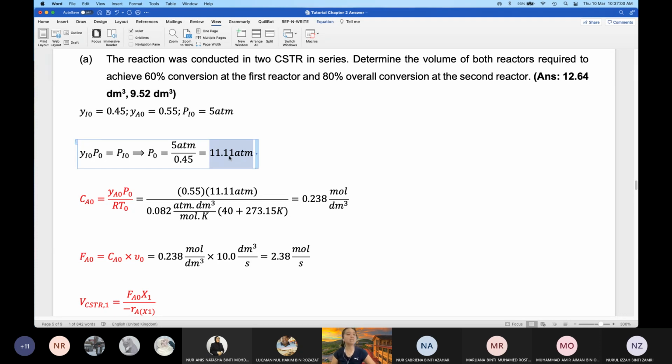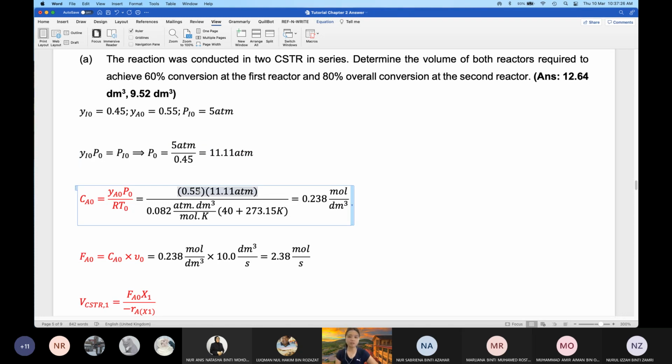If you use that way, which is as shown here. Okay, menggunakan cara yang sama ni. 45%, 5 ATM. 100%, how many ATM? 11.11. This is the total pressure of the system. Means pressure A tambah pressure inert. So kalau nak tahu pressure A, kamu kena darablah dengan 0.55. That's one way.